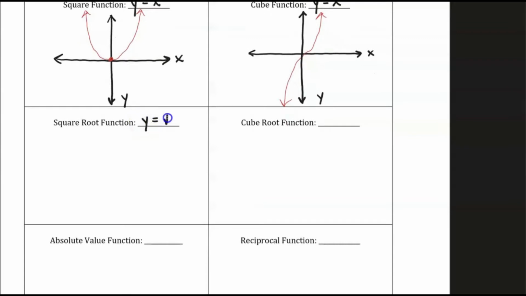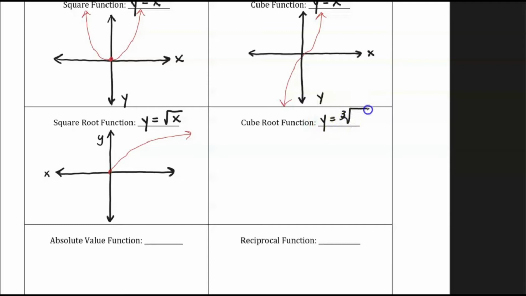Next, we have the square root function, which is y is equal to the square root of x. And when we graph that function, we see something that looks like this. Notice that this function starts here at the origin. So that function in its original form does not exist anywhere where x is negative, because we cannot take square roots of negative numbers. The cube root function is y is equal to the cube root of x, so that's a little index of 3.